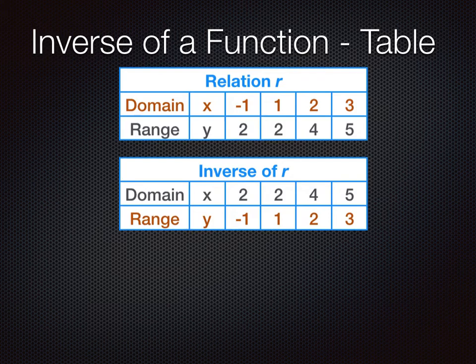Is the inverse of R also a function? Is each input paired with exactly one output? Nope. I can see there is an input, namely 2, which has more than one output. Therefore, the inverse of R would fail the vertical line test. It is not a function.